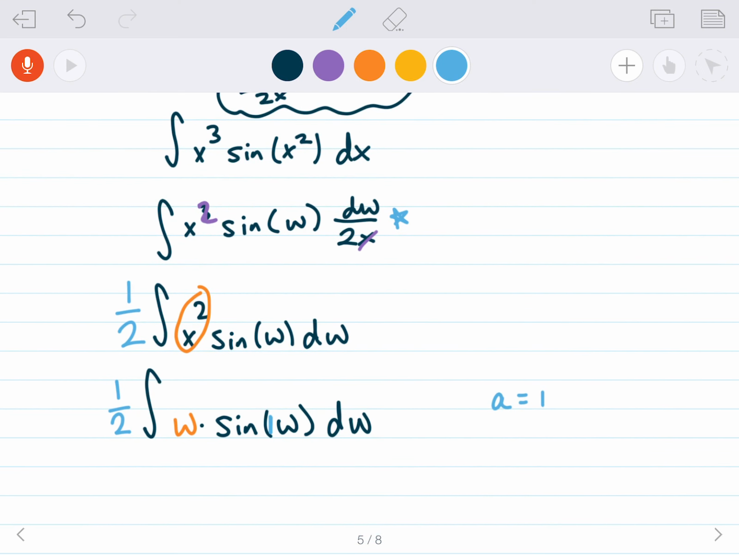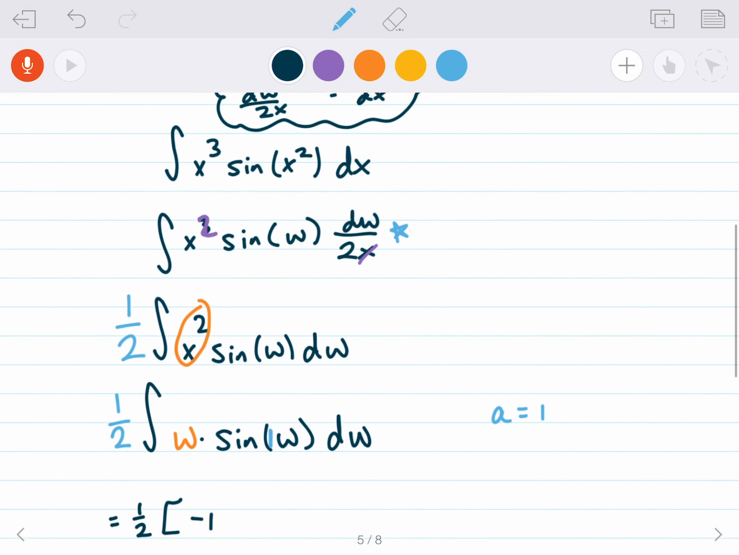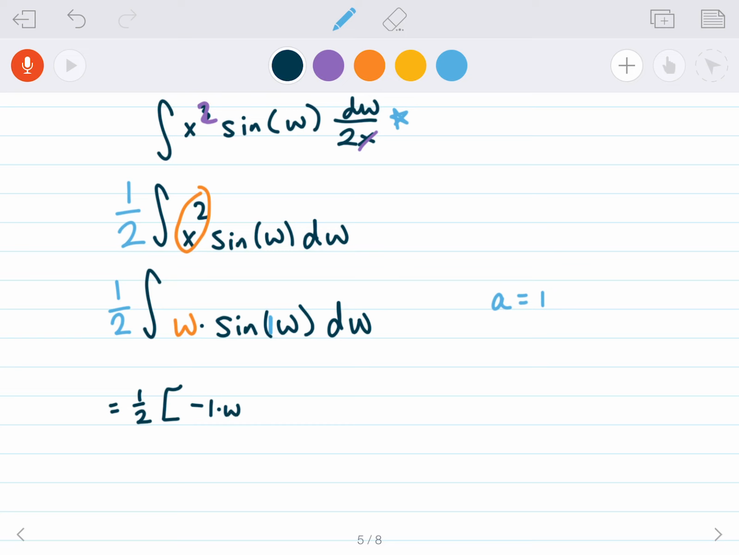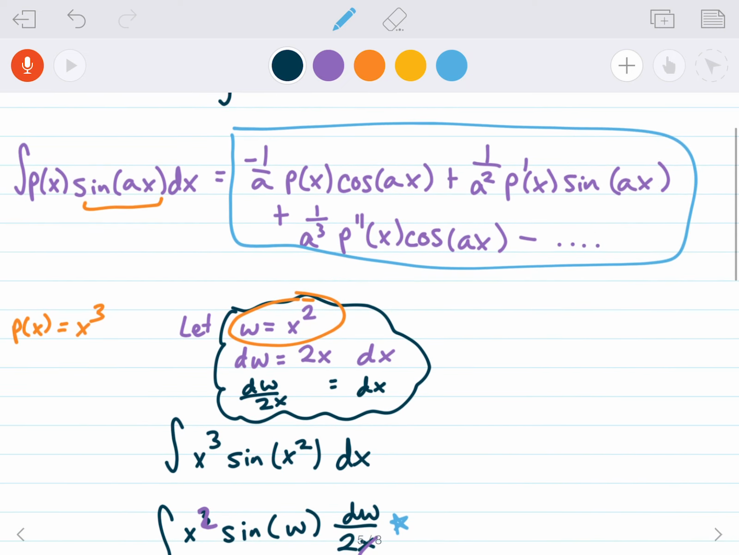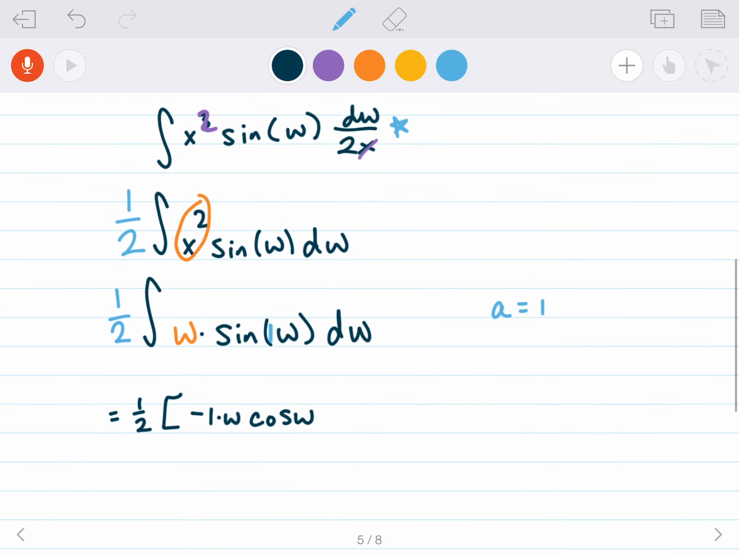So we have this is equal to 1/2 times negative 1 times w cosine w, and then we have plus, this is the next part, well, the derivative of w is just 1. Like the derivative of p of x is just 1. So all we have is 1 times sine of x.